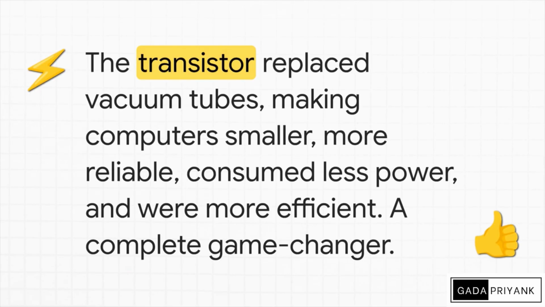The big solution to that vacuum tube problem was the transistor. This tiny little device did the exact same job, but it was smaller, way faster, much more reliable, and it barely used any power in comparison. It was, and I'm not exaggerating, a total game changer.